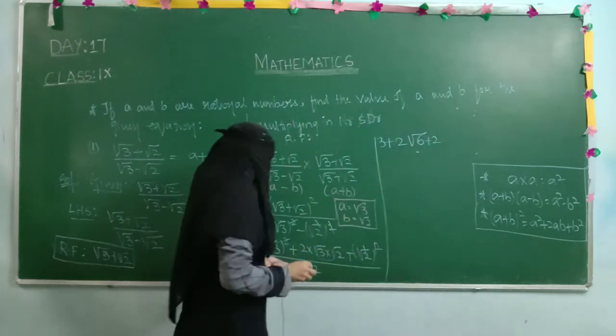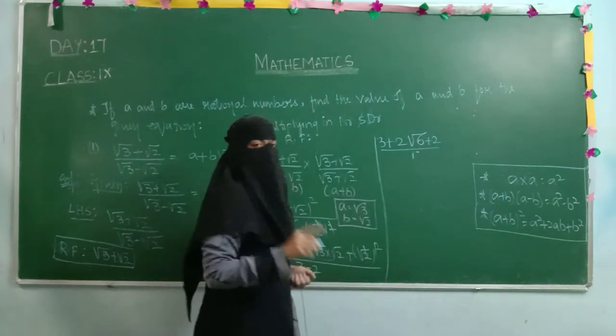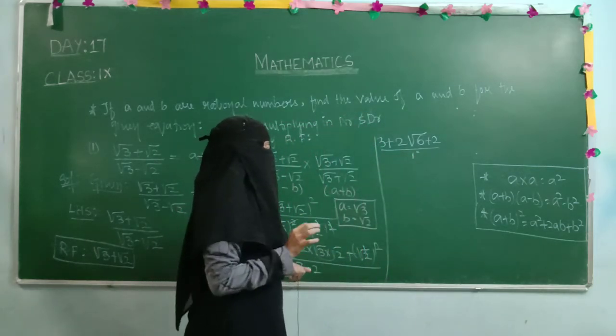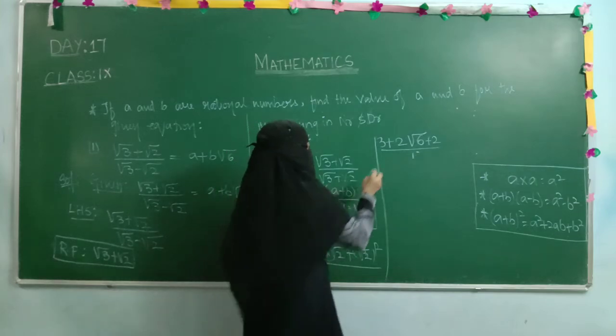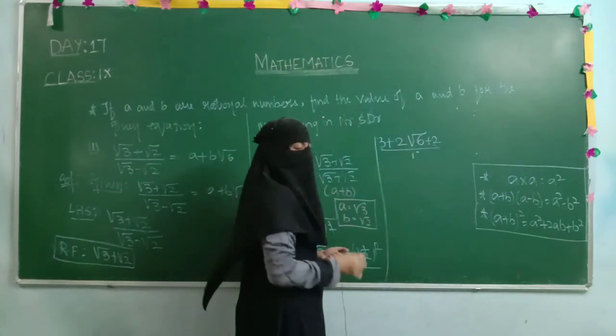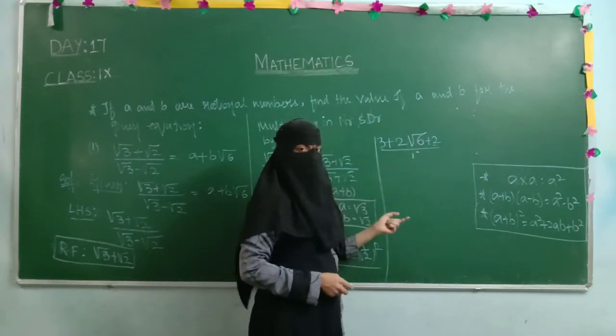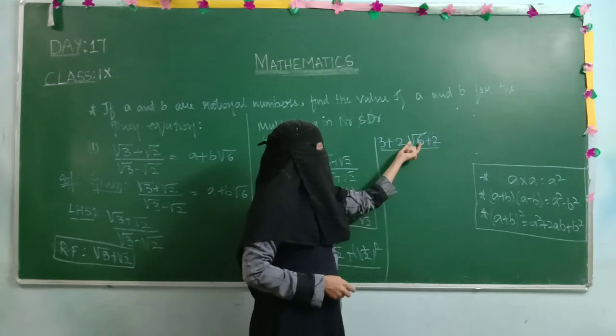3 minus 2 is nothing but 1. When there is a denominator as 1, no need of writing it. Directly we write the numerator. What you are observing here, the number is 3, here the number is 2. So these numbers we can't add with this. 3 plus 2, 5 root 6 we cannot write, because here we have root 6 along with this one.